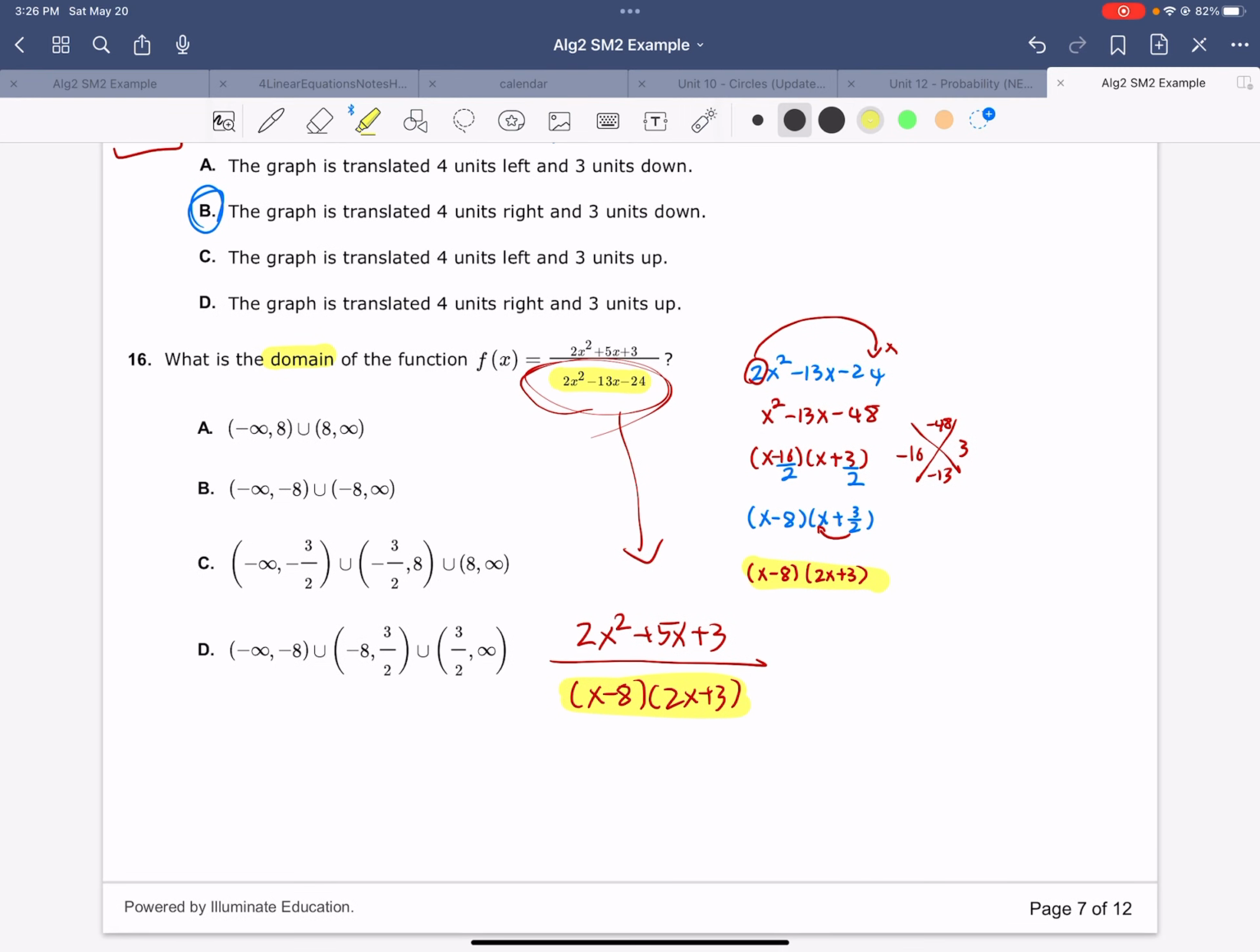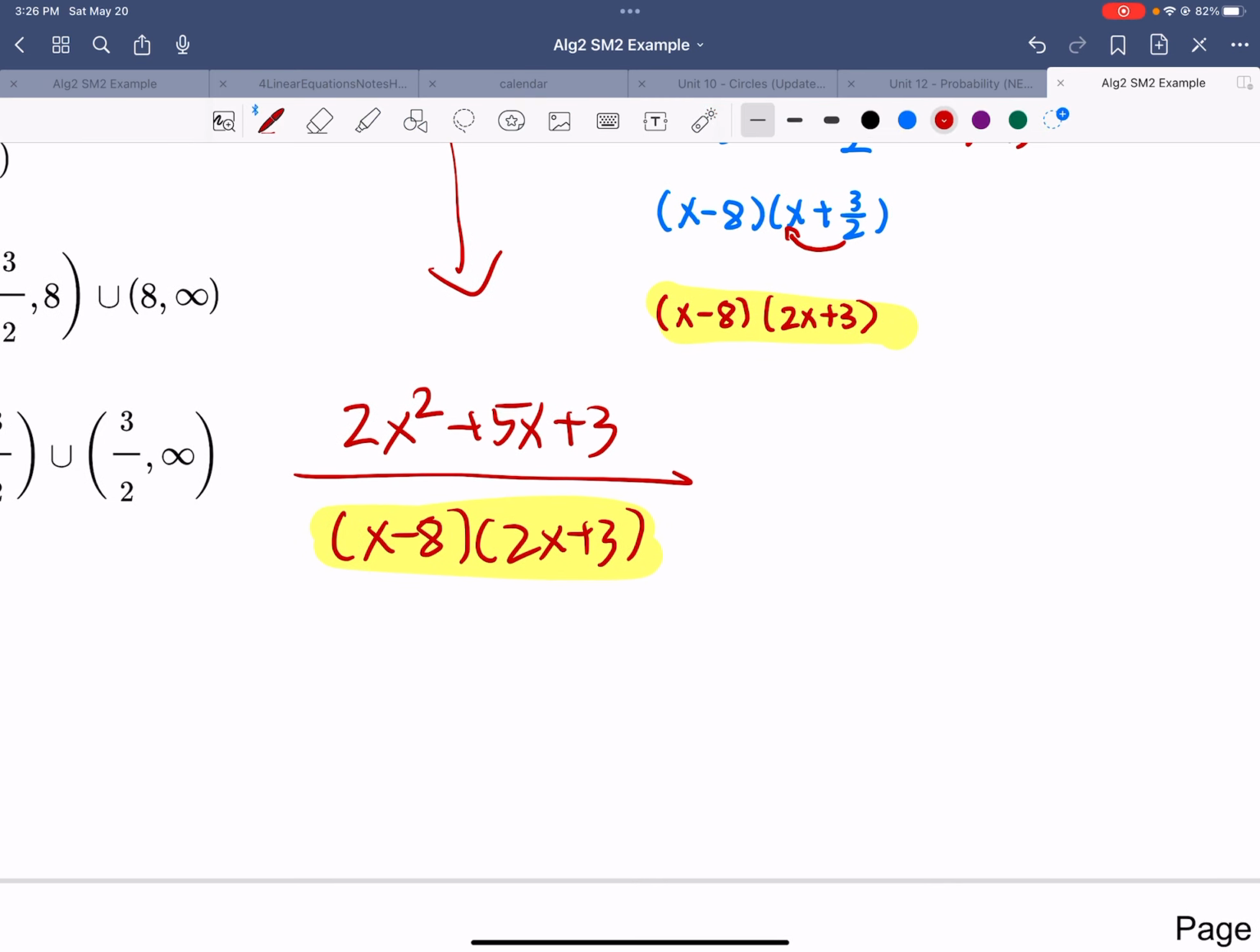Yeah, now I've got to find the domain. So the domain is going to be the numbers that cannot be equal to the opposite of this sign. So here, remember, x cannot be equal to, do you see what's the opposite of negative 8? Positive 8. What's the opposite of positive 3? Negative 3. But there's the 2 in front of x, so you have to divide by that number. So x cannot be equal to 8, comma, negative 3 over 2.